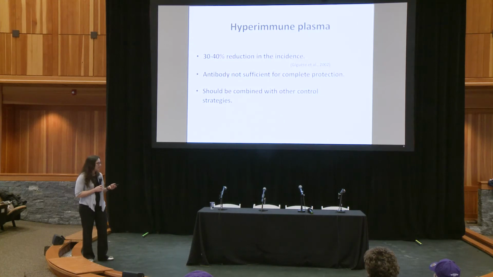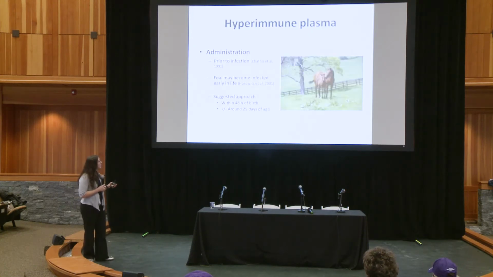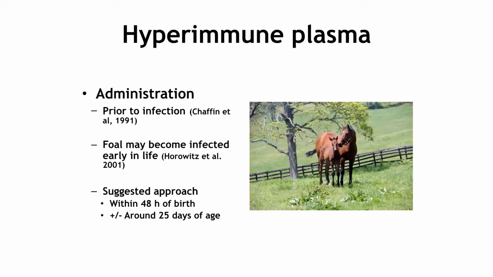So we really can't rely just on plasma, which I'm sure all of you have an appreciation for, but it really needs to be combined with other control strategies. Definitely, we want to be administering this before infection, and as I said, we know that they get infected very early in life. So the suggested approach is usually within 48 hours of birth. And then there is a recommendation that they get a second dose around 25 days of age.